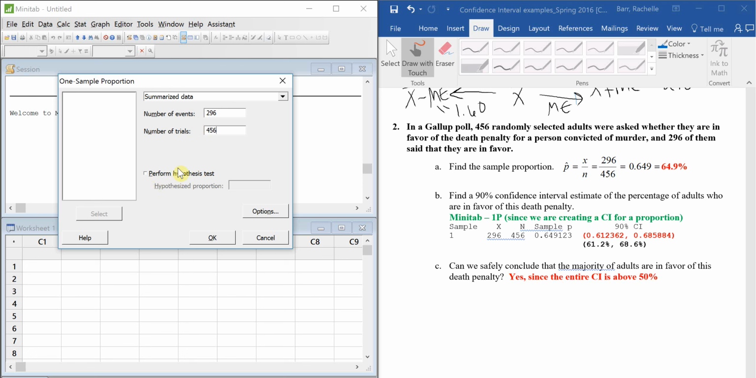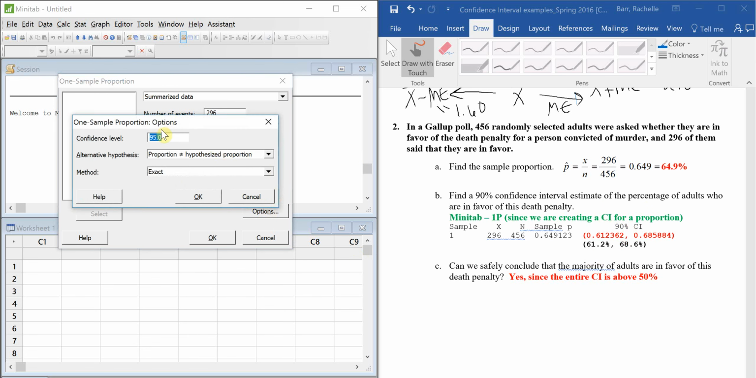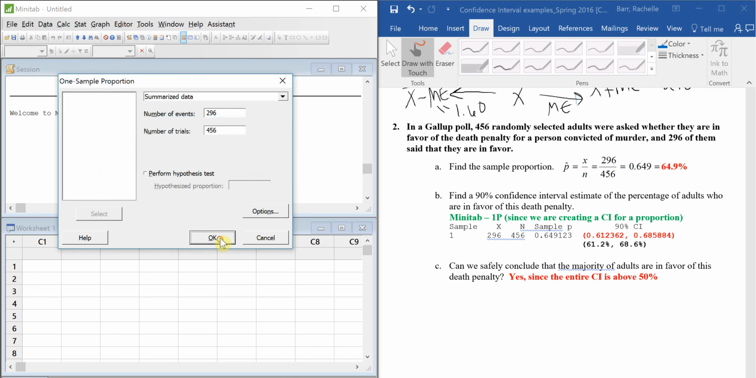I'm not performing a hypothesis test, I'm just doing a confidence interval. And then I note that I need to make it a 90%, so I'm going to hit Options and change my confidence level to 90%. Alrighty. And then I'm going to change this from exact to normal approximation, because that's what I'm actually doing: a normal approximation of the binomial for this proportion. And we're going to hit OK twice.